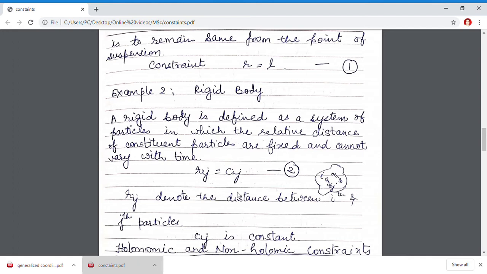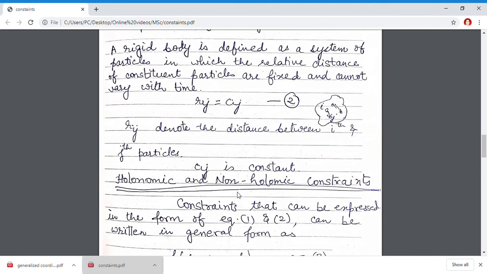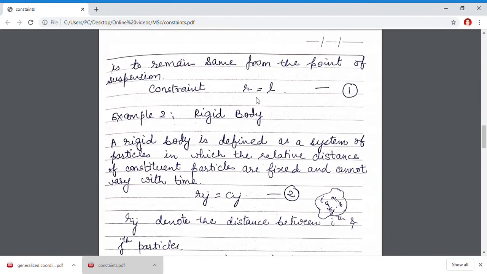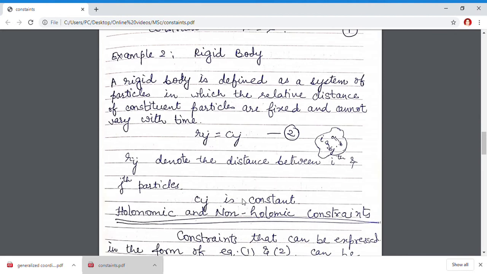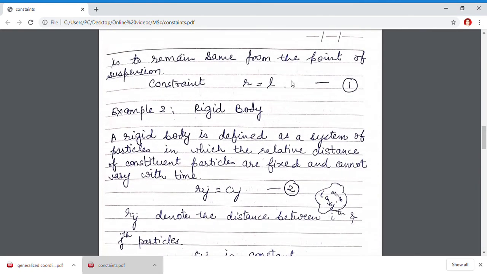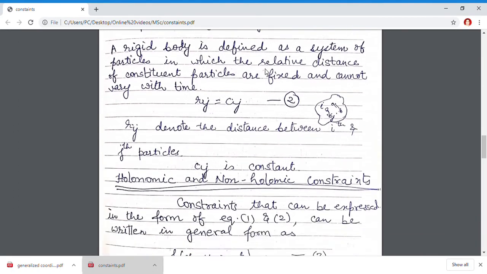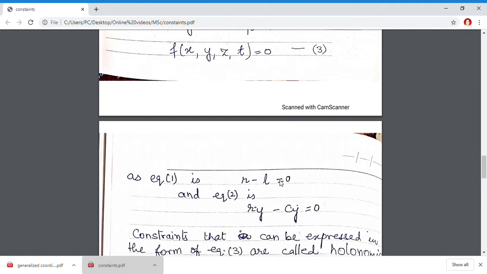Hence, we are imposing some restriction, some constraint on the motion of the particle, and these constraints are expressed by an equation. For example, I have shown for the pendulum r will be equal to L, and for the rigid body the distance between the particles rij will be equal to constant. These constraints are classified as holonomic and non-holonomic constraints. The constraints above, that means r equal to L and rij equal to cij, can be written as r minus L equal to 0. This is for the simple pendulum, and the other, for the rigid body, can be expressed as rij minus cij equal to 0.